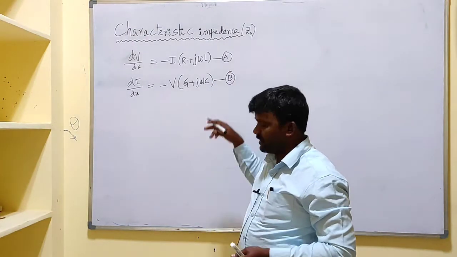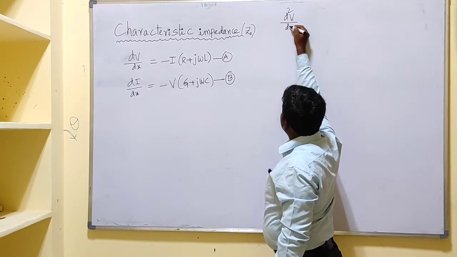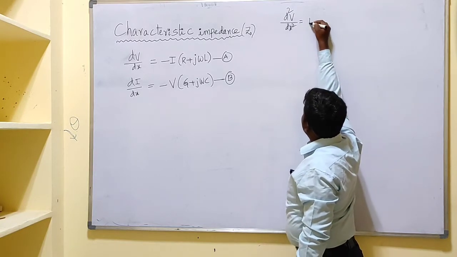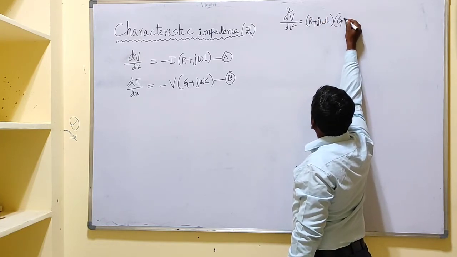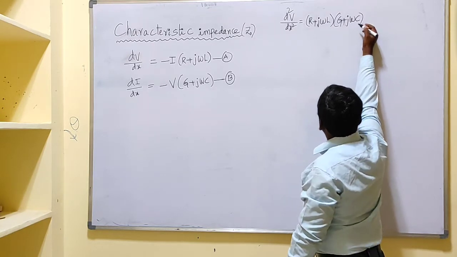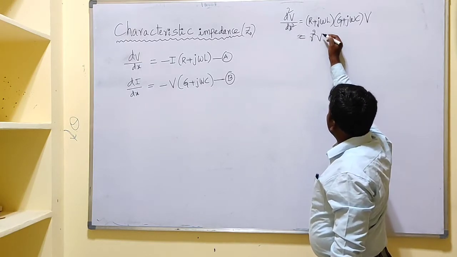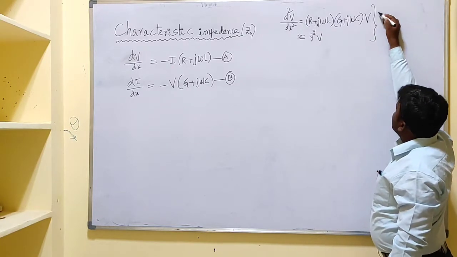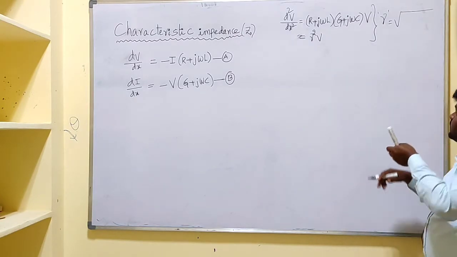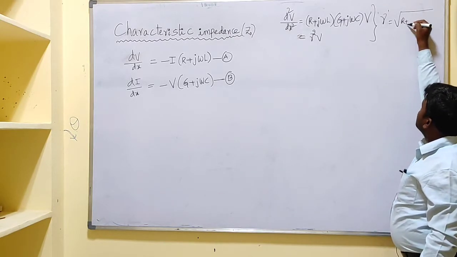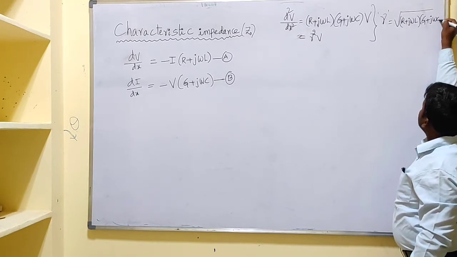If you differentiate equation A, we will get equation C: d square V by dx square is equal to (R plus j omega L) into (G plus j omega C) into V. Of course, this can be written as gamma square into V, where gamma is the square root of (R plus j omega L) into (G plus j omega C).